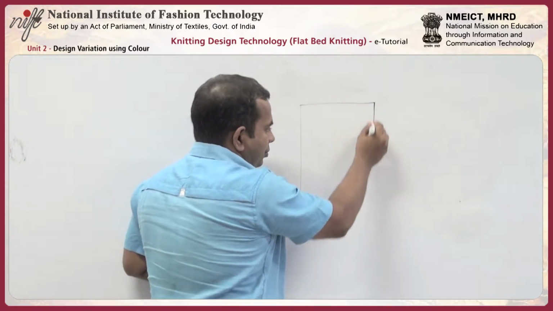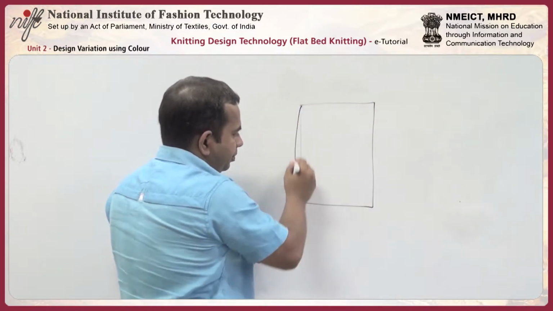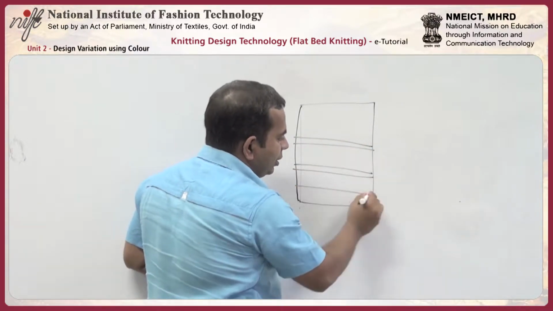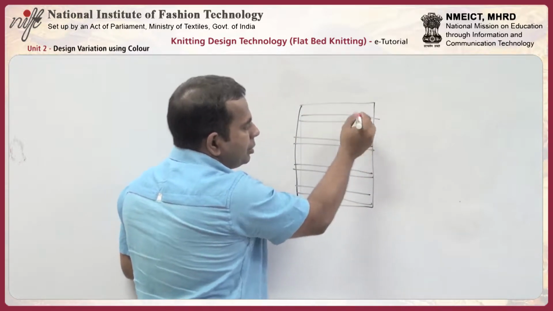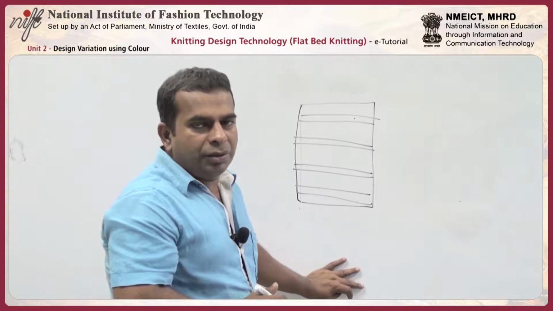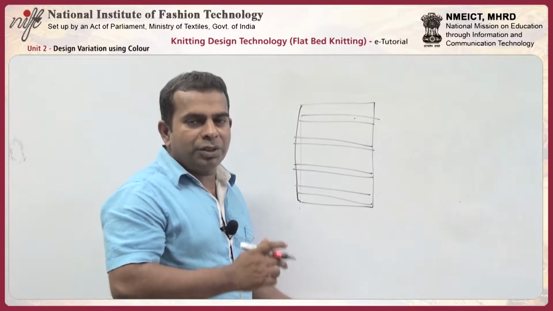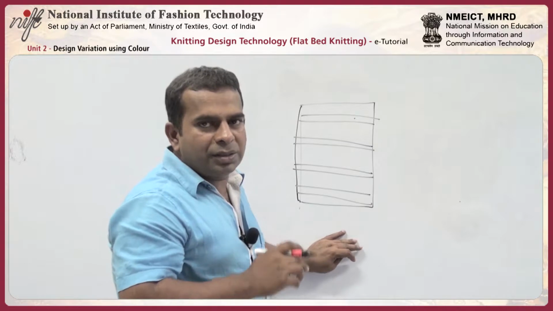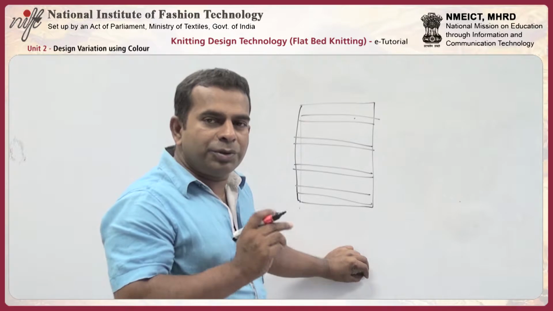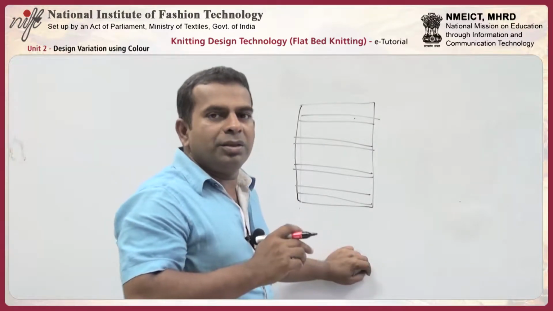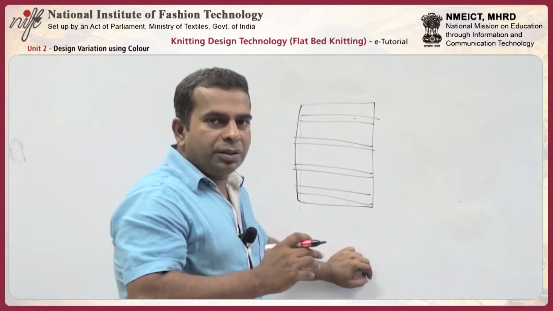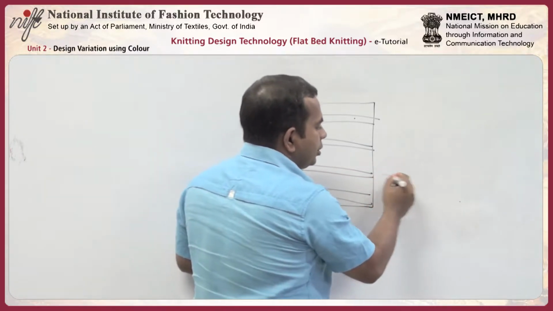So if you have a fabric, you can easily have different colored stripes in it. Now you must have noticed most of the knitted garments will have horizontal stripe. That's because most of the knitted garments are knitted with weft knitting technology, and in weft knitting, knitting happens in this direction.